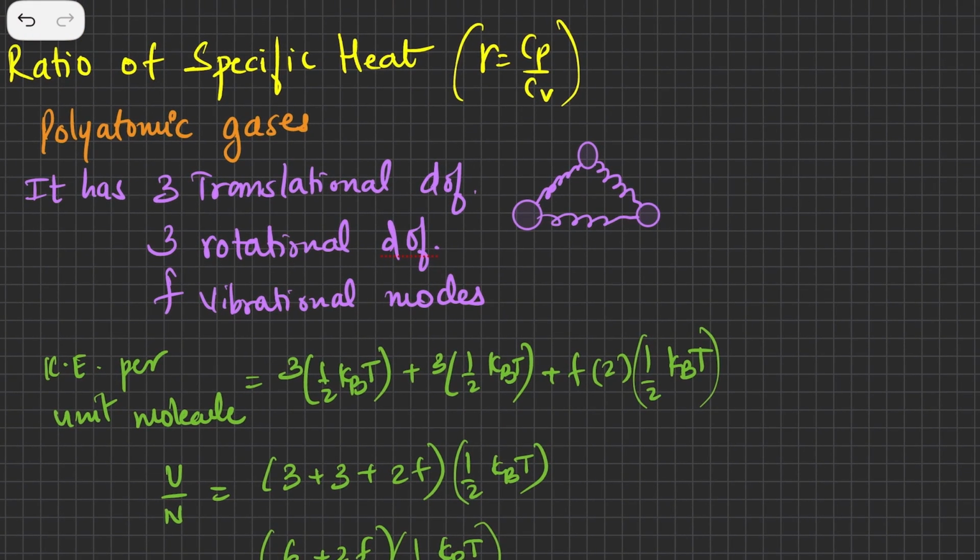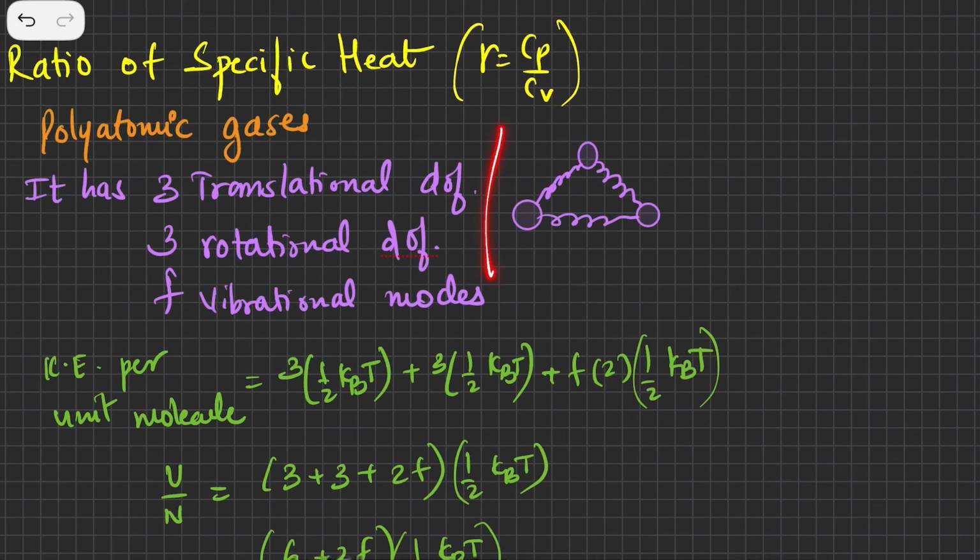Now in vibrational modes, again we have understood that one mode brings in 2 half kBTs: half kBT for kinetic energy and half kBT for potential energy. So if there is only a single vibrational mode, a single bond, then you have 2 times half kBT. But if I have f vibrational modes, then I'll have f times 2 times half kBT. Mind you, in this 2, one is for kinetic energy and the other is for potential energy, and that signifies one spring, one bond.